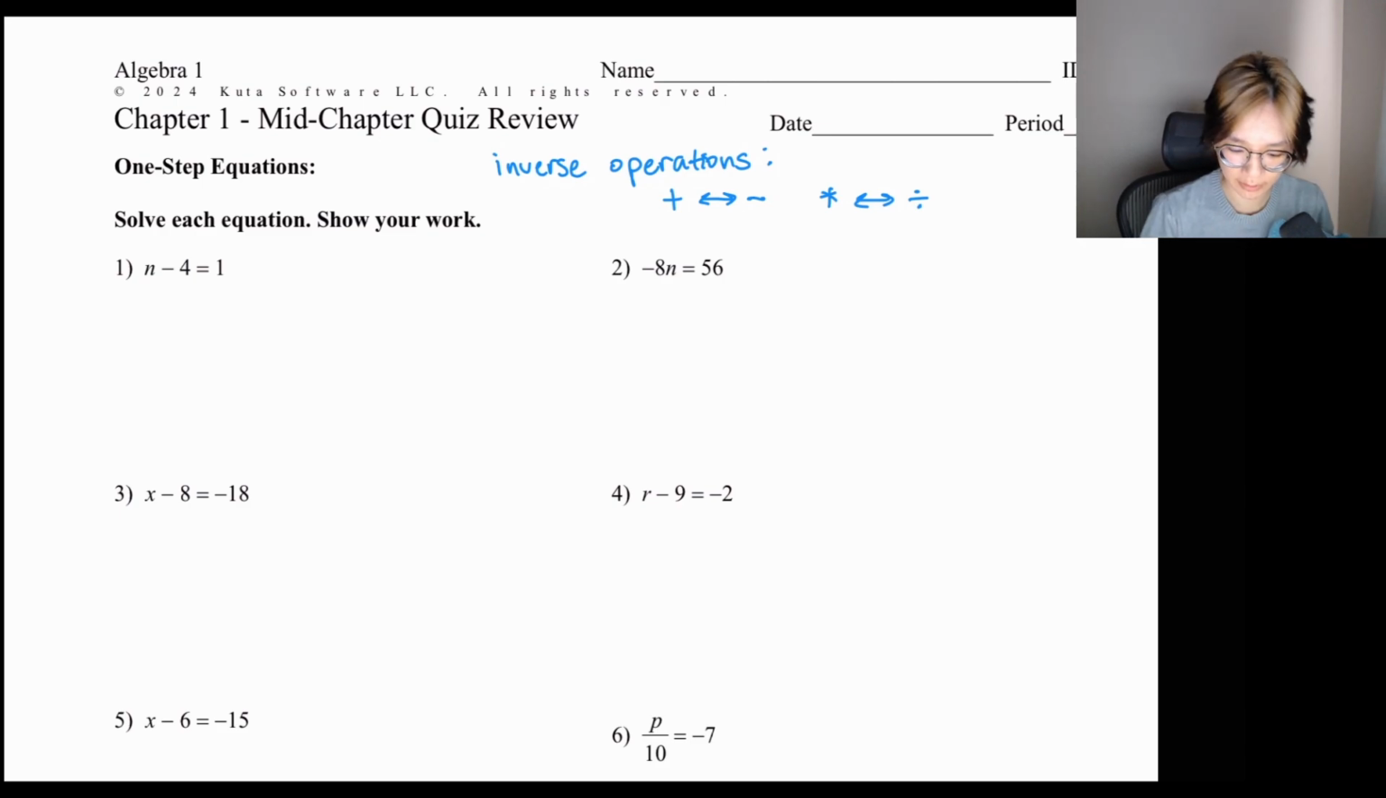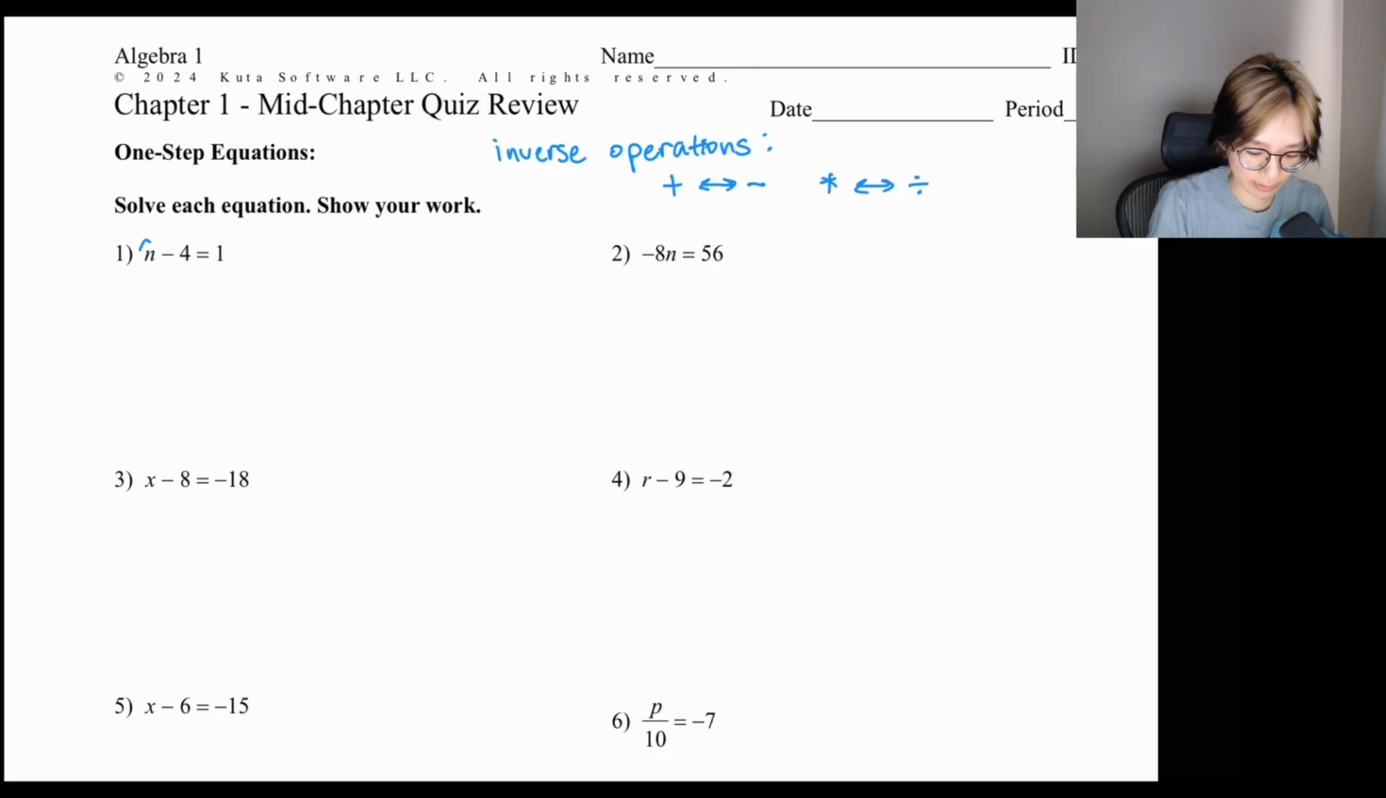So that being said, start with this first one. n minus 4 equals 1. We want to isolate the n. We just want n here. So what else is on this side? A minus 4, or a negative 4, if that's how you want to think about it. What is the opposite or the inverse of subtraction? Addition, or positive. So we're going to add 4 to both sides of the equation, both sides of the equal sign. You got to match it, keep them equal. So those cancel out, and we have n is equal to 1 plus 4, 5.